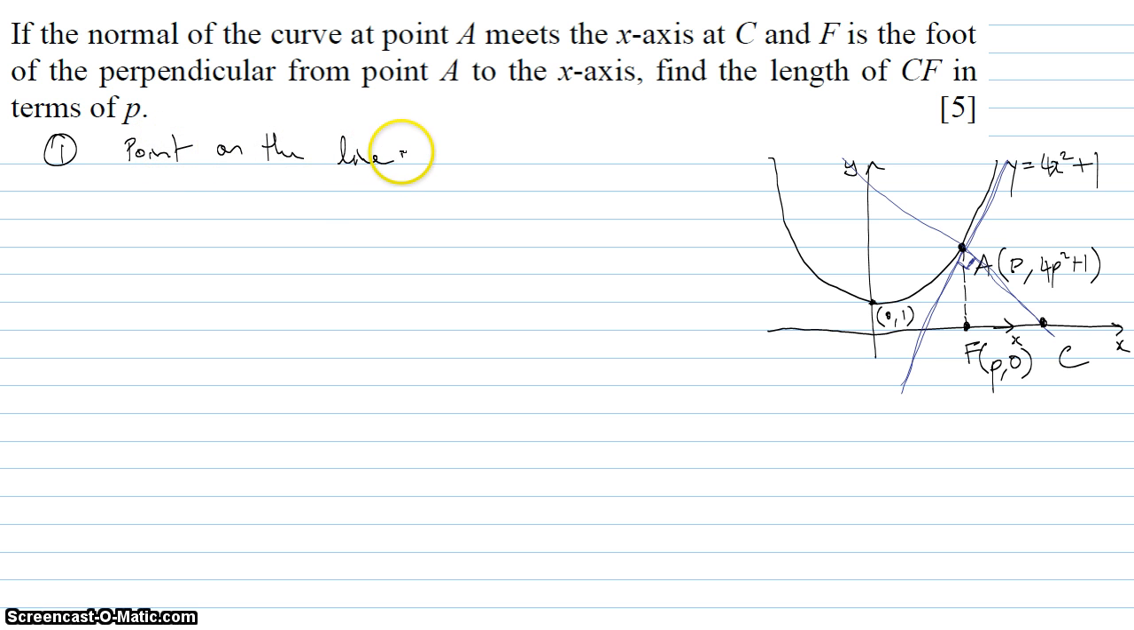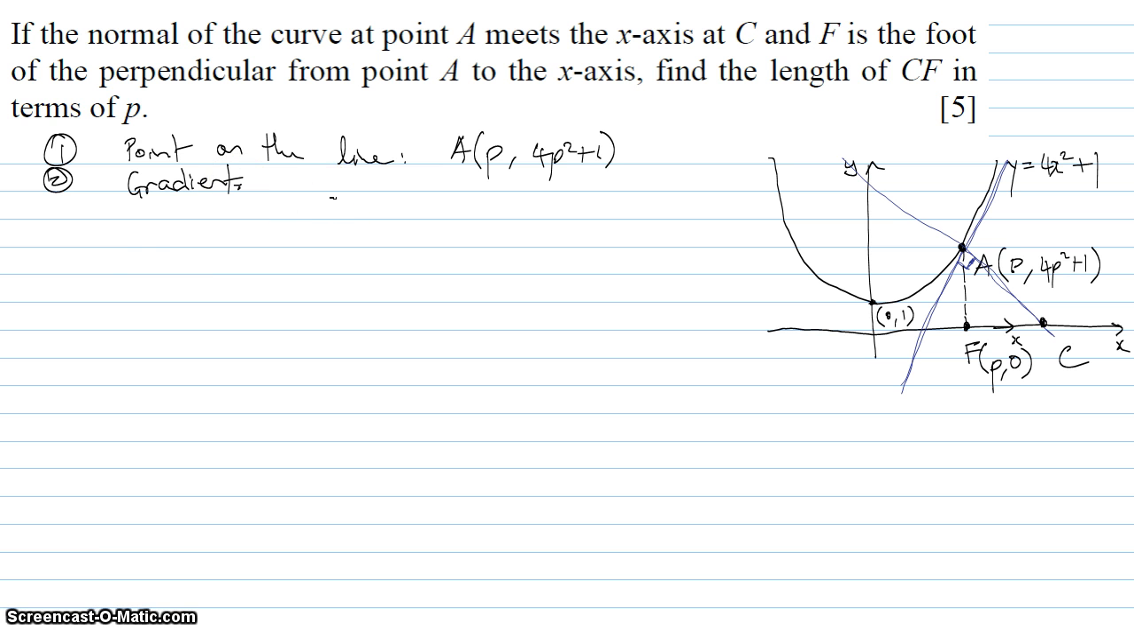So what's a point on my normal line? Well, it passes through A. So I know that this point, (p, 4p² + 1), must lie on my normal. What's the second thing I need? I need the gradient. But again, this is still not too bad.